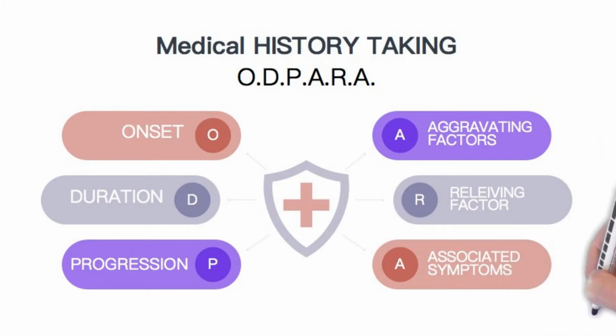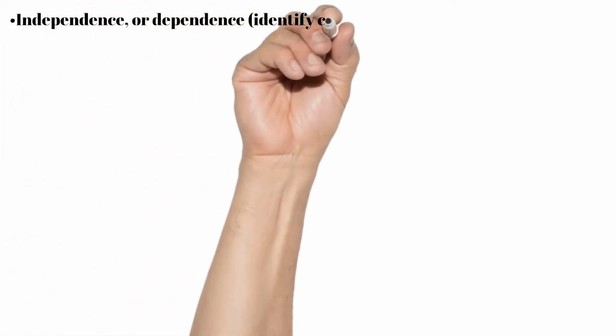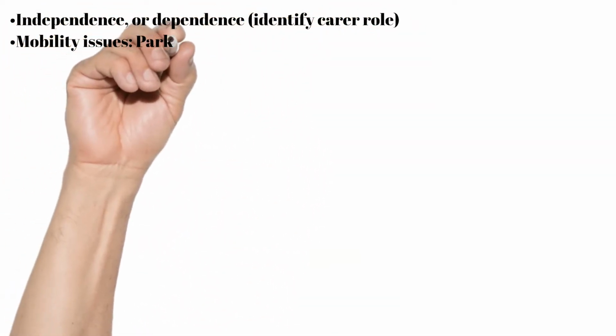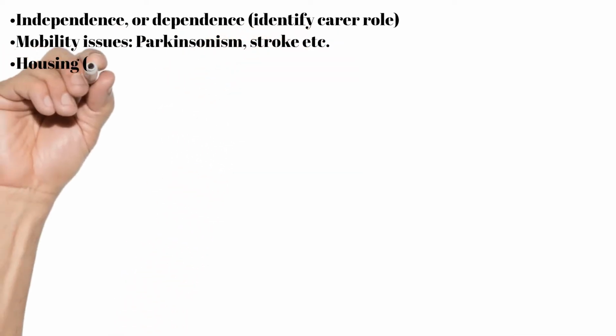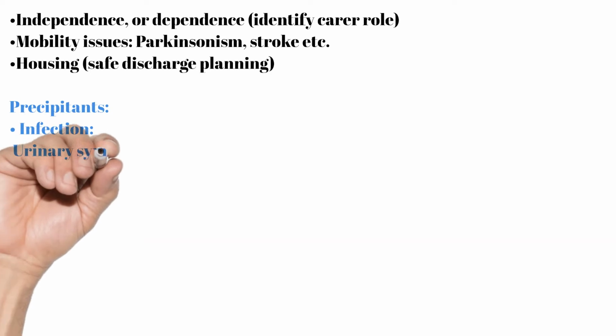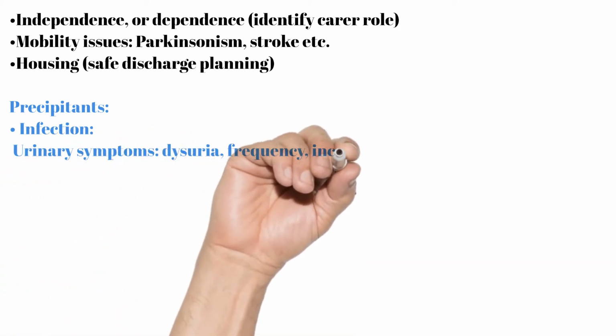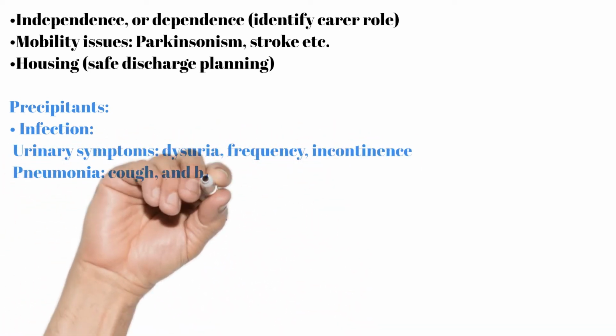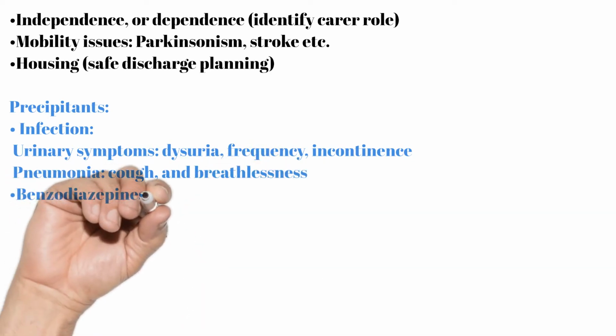Associated symptoms. Independence, or dependence, and identify carer role. Mobility issues, Parkinsonism, stroke, etc. Whether patient can move unaided, or with support of stick, or frame. Any falls recently? Housing, important for safe discharge planning.